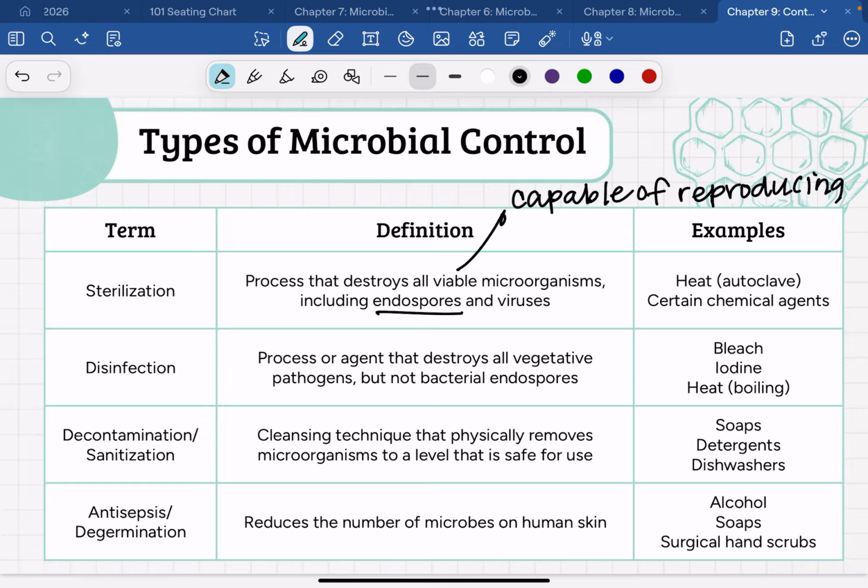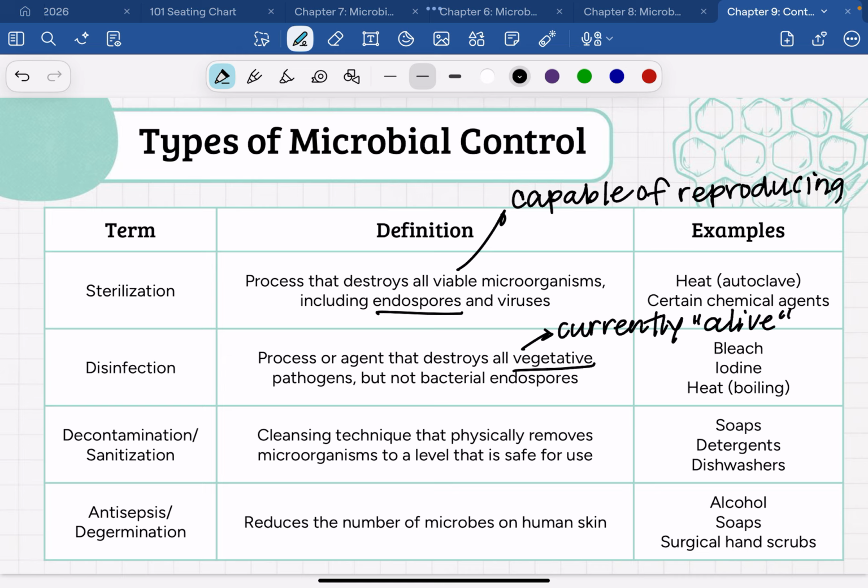Disinfection is a process or agent that destroys all vegetative pathogens. Vegetative pathogens are ones that are currently alive or metabolizing, not necessarily things that are capable of reproducing, because endospores are not alive. They're dormant. They're not currently metabolizing. I kind of think of them as like seeds, right? You wouldn't call a seed a living plant. A seed is a dormant little structure that when you put it in the ground and water it, it will become a plant. But a seed is not a plant, just like an endospore is not a vegetative cell. It's not currently alive.